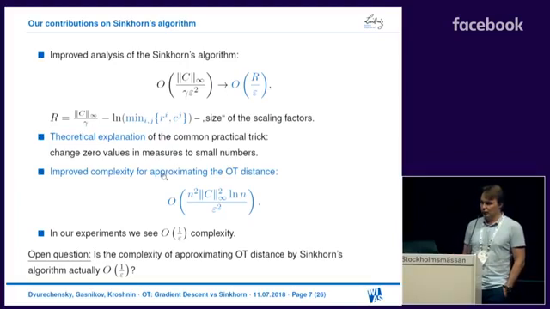Then we also apply Sinkhorn's algorithm to approximate optimal transport distance and improve the complexity for approximating the distance. We now have epsilon squared in the denominator instead of epsilon cubed in the previous work. And interestingly, in our experiments, we still see 1 over epsilon dependence for Sinkhorn's algorithm. So this actually leaves an open question: maybe one can improve the complexity analysis of Sinkhorn's algorithm and obtain 1 over epsilon complexity to approximate optimal transport distance.